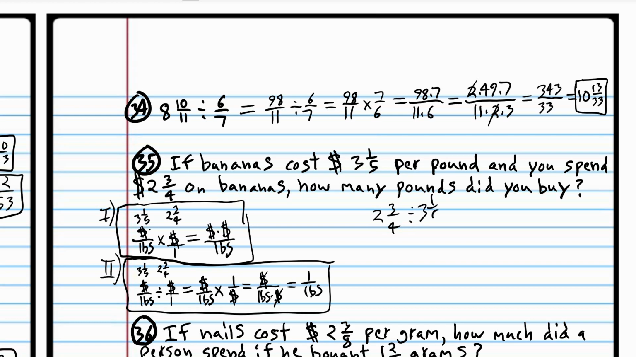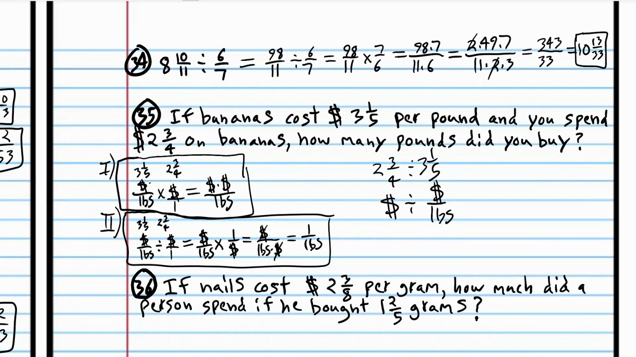3 1/5. So 2 3/4 is dollars, and then we're going to divide by 3 1/5, which is dollars per pound. All right. Maybe I should write that a little neater.